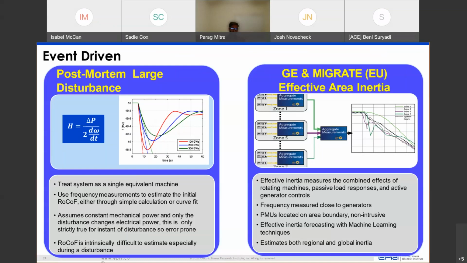And finally, the other technique is based on real-time measurement, and GE essentially worked in the MIGRATE program in the EU to show how this method works. The way this method works is you have some measurements of frequency at some of the major buses in your system. At the same time, you measure the flows on the tie lines, which gives you an estimate of what the power imbalance in your system is. And then you can, again, go back and use the swing equation to find out, based on those two quantities, what the system inertia is. So Josh, move to the next slide.